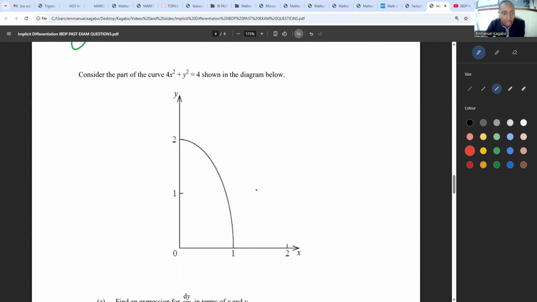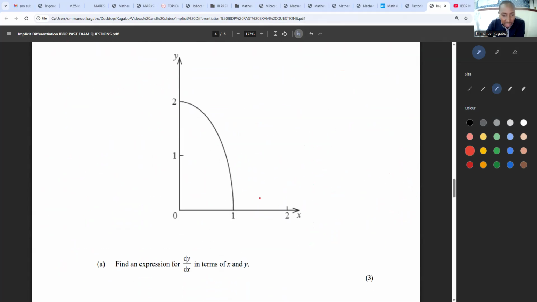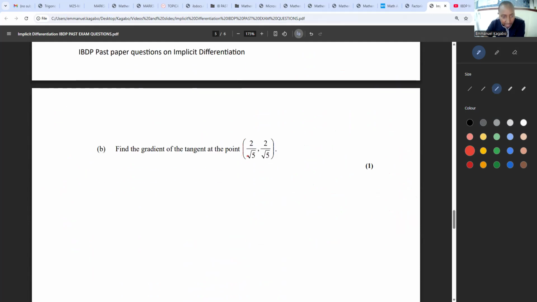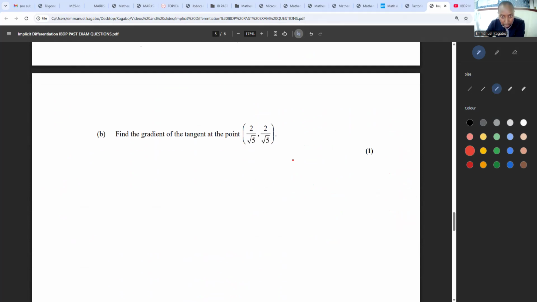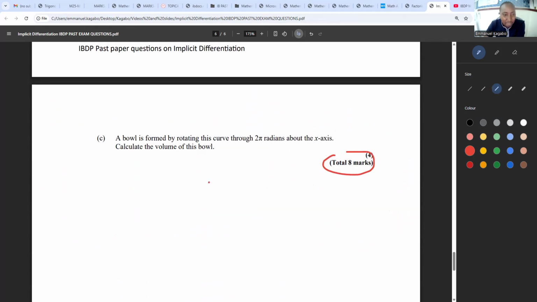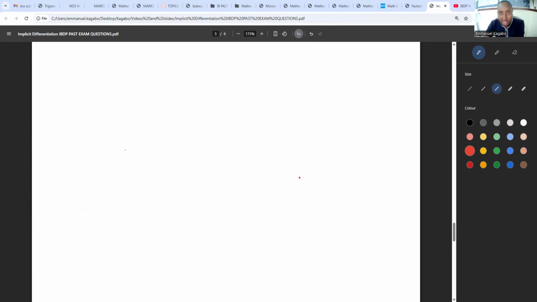Even if you leave it here, you have got your marks. In the next video, I'm going to do question 4. Don't miss this question. It's very good. It says find dy by dx. And then they're asking you to find the gradient of the tangent line and the point is given. You see it's involving sides, right? And then they're asking you to find the volume. Do you see that? And it's an 8 marker question, okay?